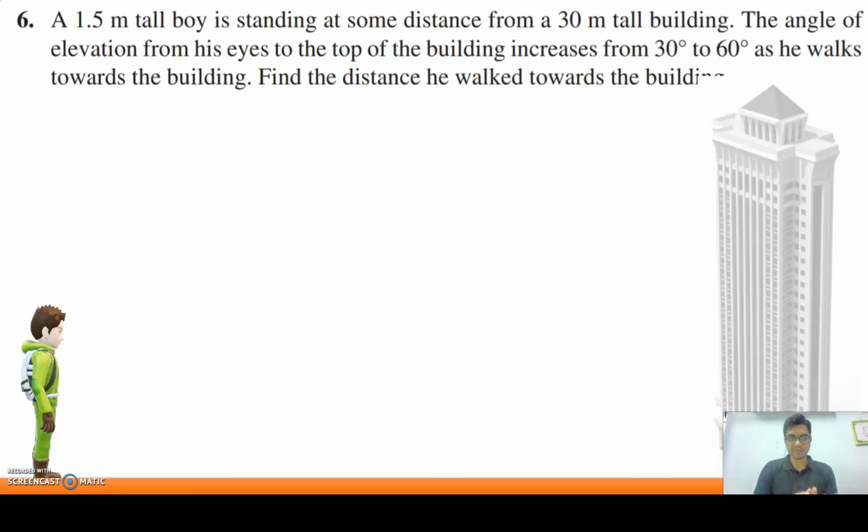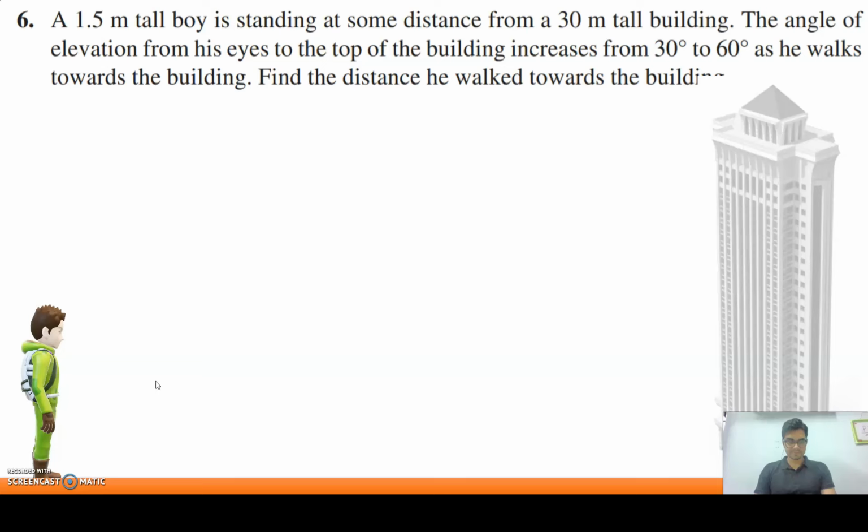A 1.5 meter tall boy is standing at some distance from a 30-meter tall building, as you can see in the picture. The angle of elevation from his eyes to the top of the building increases from 30 degree to 60 degree as he walks towards the building. Find the distance he walked towards the building. So this is the question. So let us try to understand the concept of this.